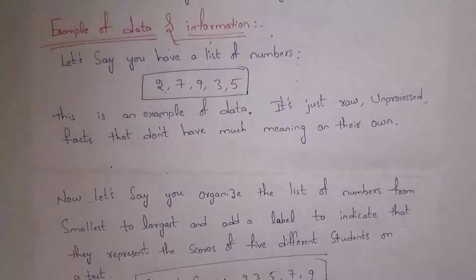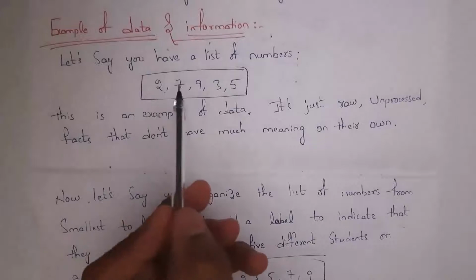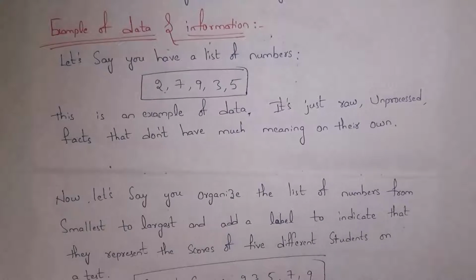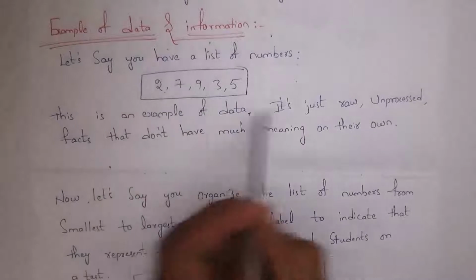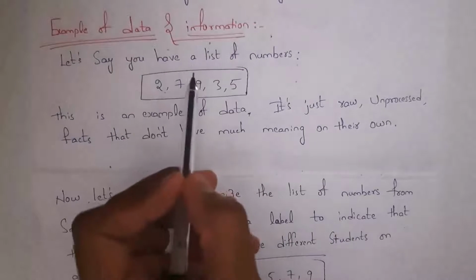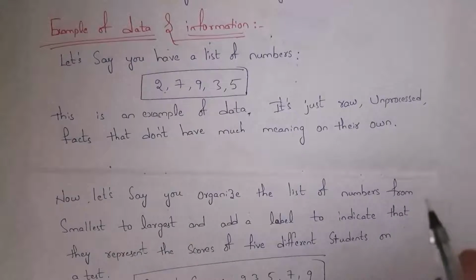I will give one example so that you can clearly understand what is data and information. Let us consider I wrote some numbers like 27935. This is an example of data. Data is a raw fact that doesn't have much meaning. Yes, 27935, these are numbers. It is a fact. But what are these numbers? Either these numbers are student marks or student roll numbers. We don't know. So we call it data.